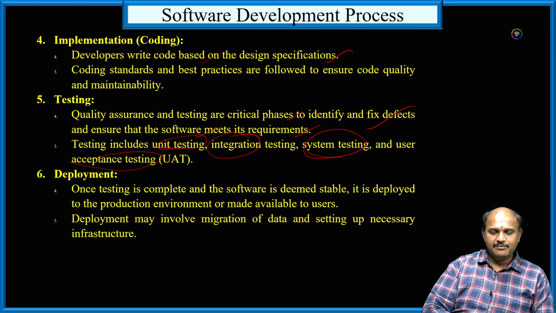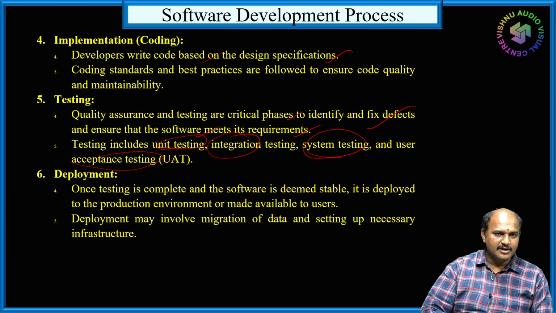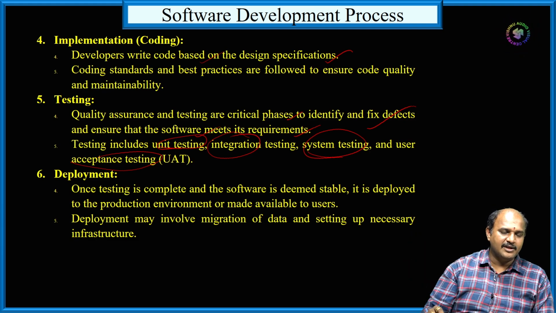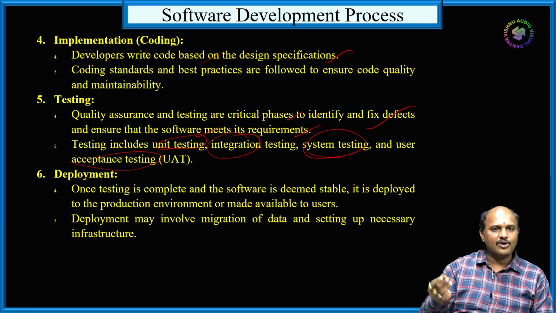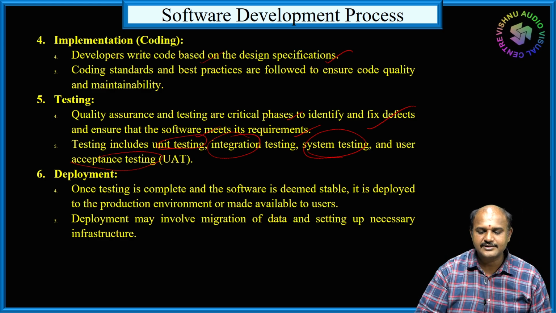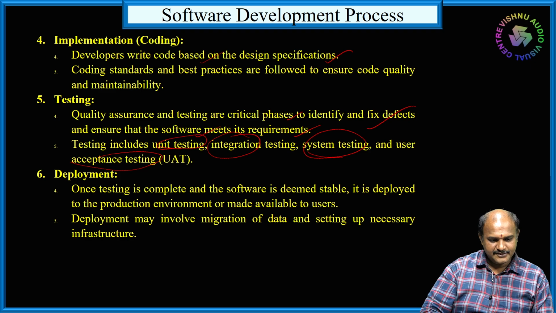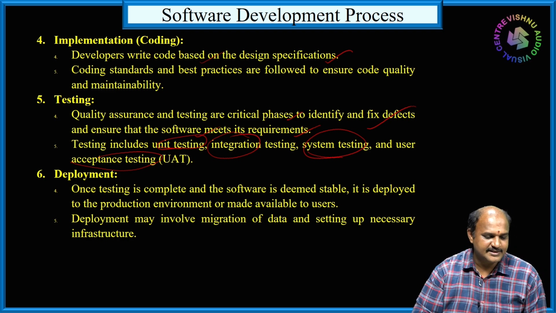For example, registration, and then a mail is sent, and again you check the mail, whether the link is generated or not, whether the user accepted the link or not. Everything like that is called user acceptance testing. So these are the testing cases.